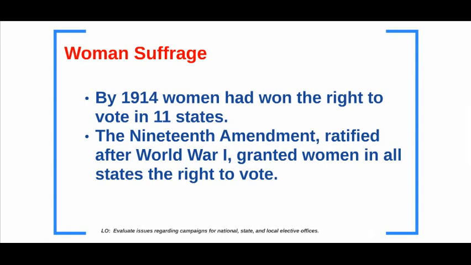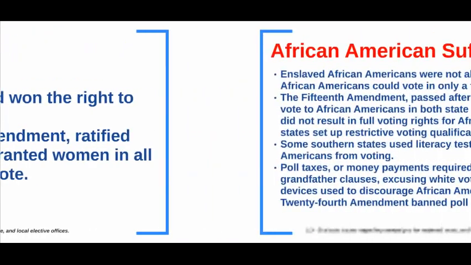As far as women's suffrage, by 1914, women had won the right to vote in 11 states. The 19th Amendment, ratified after World War I, granted women in all states the right to vote.